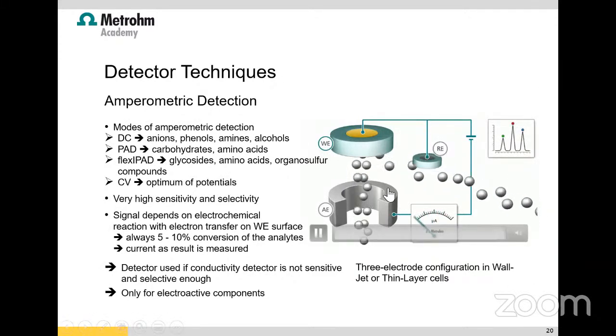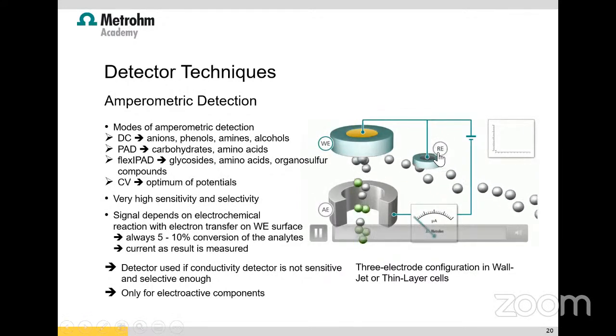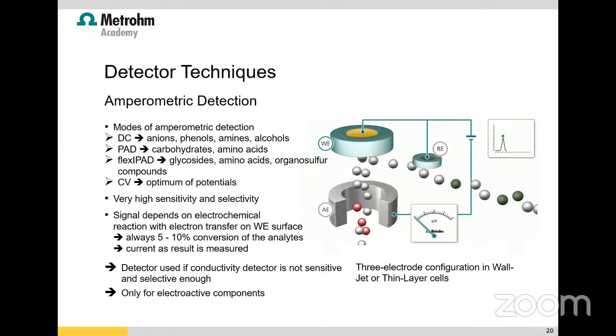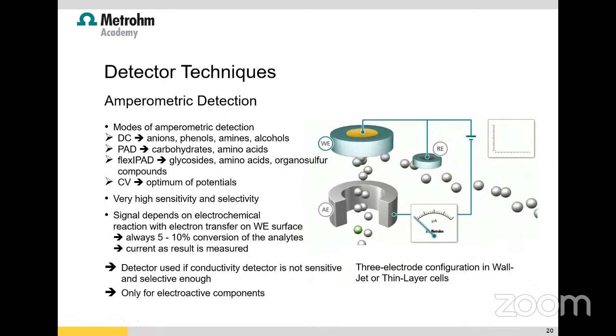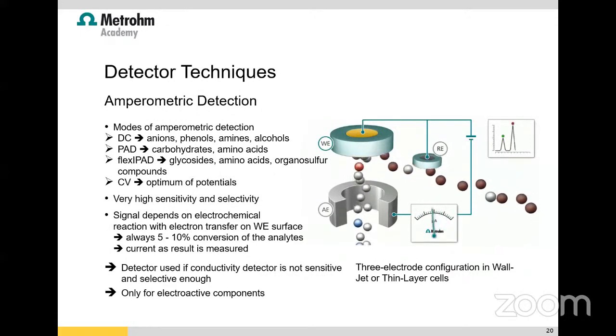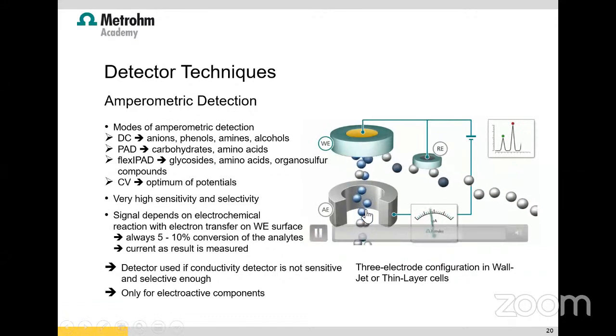We have a three electrode setup: a working electrode, RE meaning reference electrode, and AE, auxiliary electrode. The entire reaction happens on the working electrode. We apply a voltage on the working electrode. You can see light blue turning dark blue, so something is happening to our ion. You can see again, light green turning dark green. So some reduction or oxidation is happening to our ion. That reduction or oxidation current is measured between the working electrode and auxiliary electrode. So this is what is actually happening.